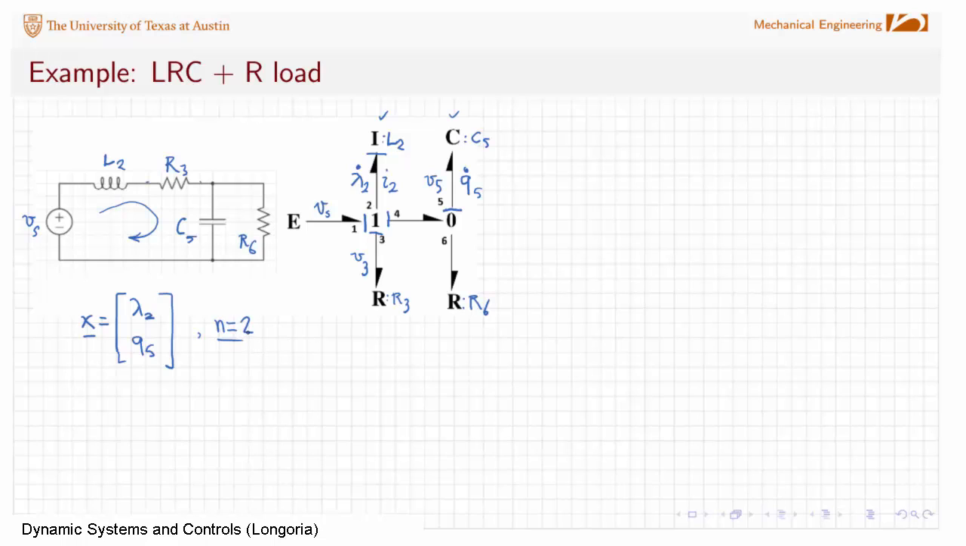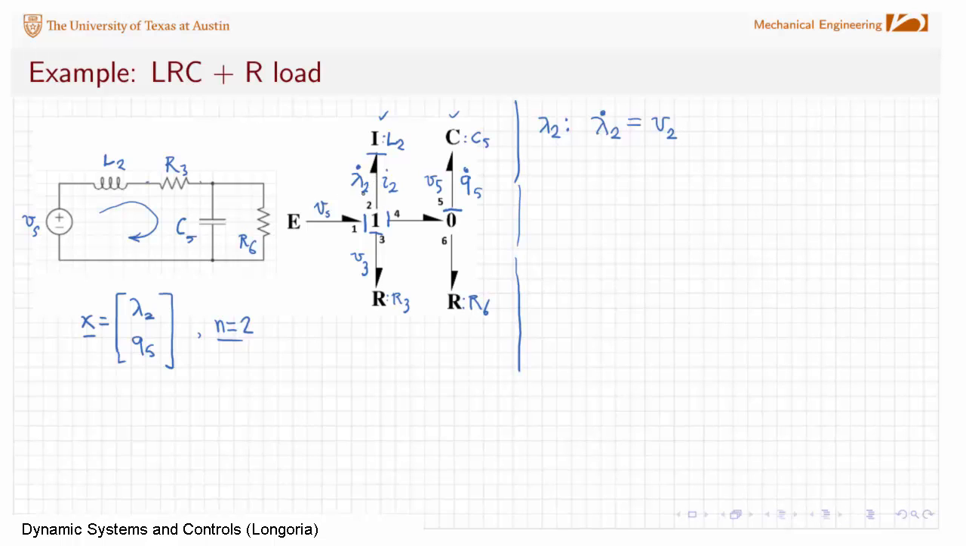So how many equations do I write? 2. And let's start writing those. Okay. So the first equation I'm going to write is for lambda 2. Remember, that's the nice thing about identifying the states, is that you know right away what equations you need. So the state is lambda 2. The state equation is the rate equation, which is lambda dot 2. And that's equal to the effort, which is a voltage on bond 2, right? That's the effort that's coming in from the one junction into here.